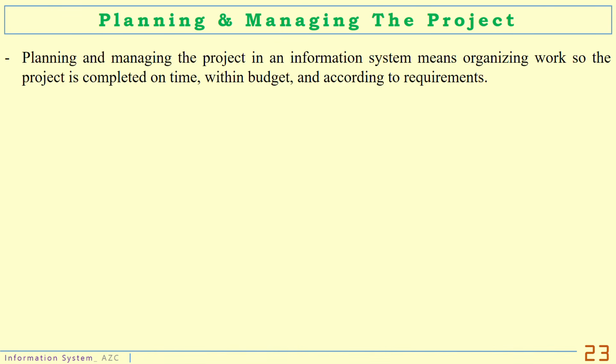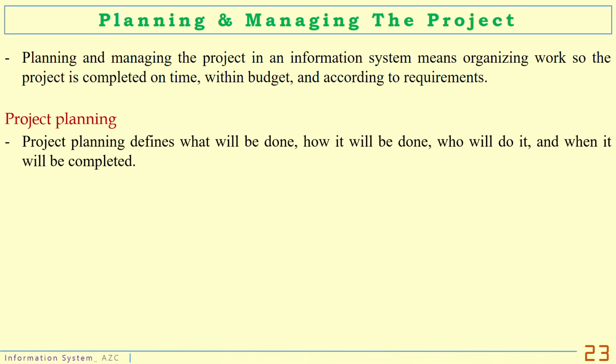Planning and managing the project. Planning and managing the project in an information system means organizing work so the project is completed on time, within budget, and according to requirements. Project planning. Project planning defines what will be done, how it will be done, who will do it, and when it will be completed.